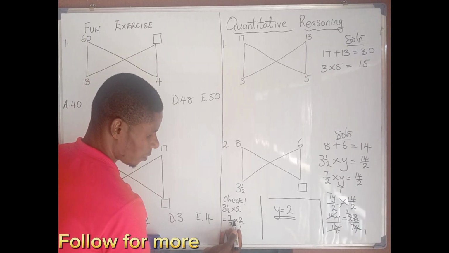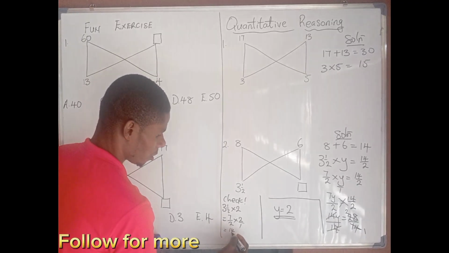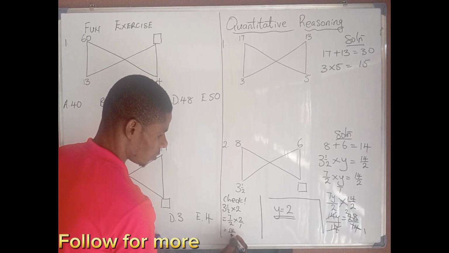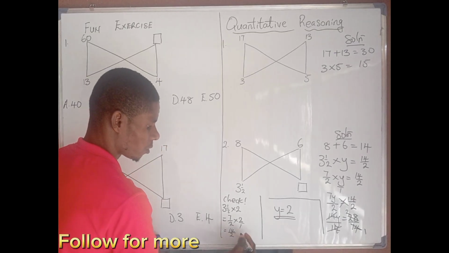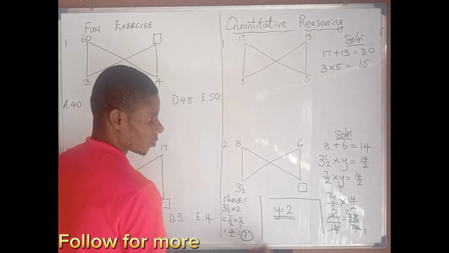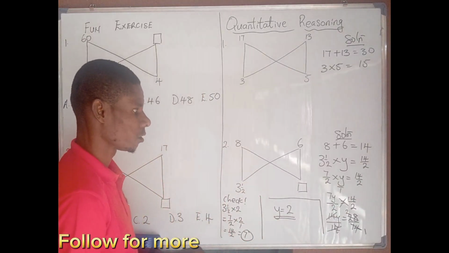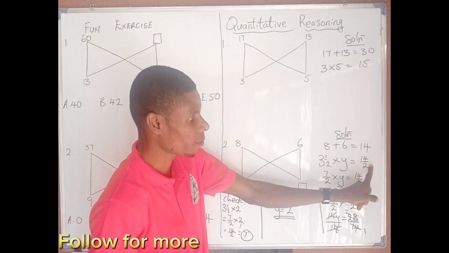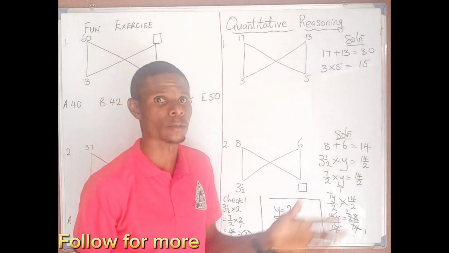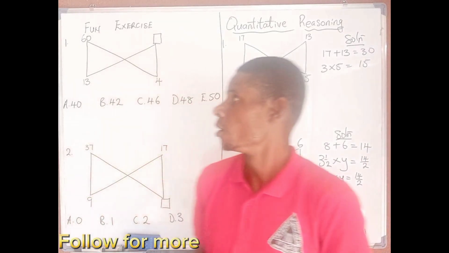So 7 times 2 is 14, and 2 times 1 is 2. So we'll have 14 over 2, and 14 over 2 is what? 7. So this is what we have here. And if we place 7 here, 7 means half of 14, which means we are correct.